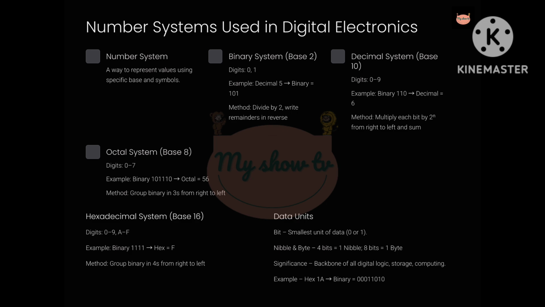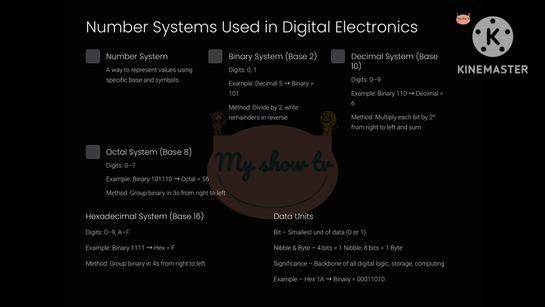Slide 1. Number systems used in digital electronics. Let's begin by understanding what a number system is. A number system is a way to represent and express numbers using symbols or digits. Each system has a base or radix, which determines how many unique digits it can use. The most basic number system in digital electronics is the binary system, which uses only two digits, 0 and 1.